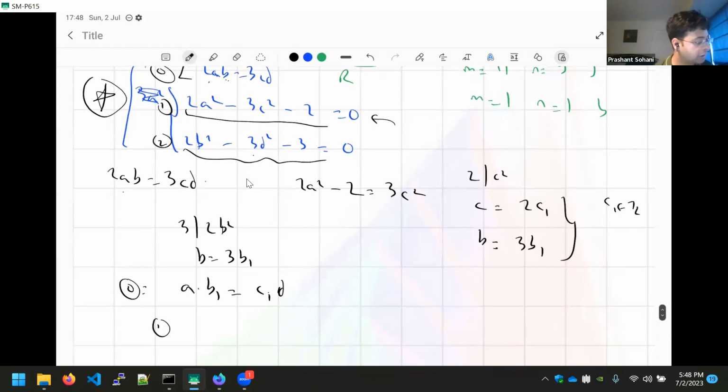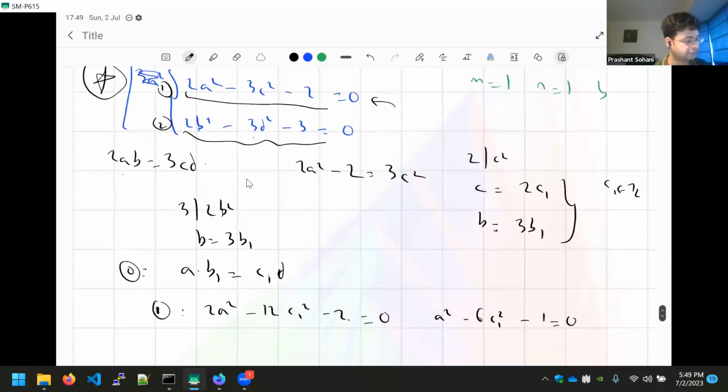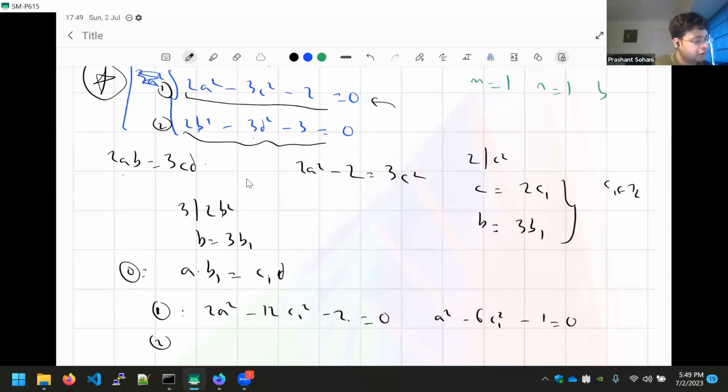And then how do you rewrite condition 1 now? 2a square minus, so instead of 3c square, I should write 12c1 square minus 2 is equal to 0. And cancelling one copy of 2, this means that a square minus 6c1 square minus 1 is equal to 0. And from the second equation, very similarly, I can replace the first term by 18b1 square minus 3b square minus 3 is equal to 0. And so again, cancelling a copy of 3, I'll get 6b1 square minus b square minus 1 is equal to 0.